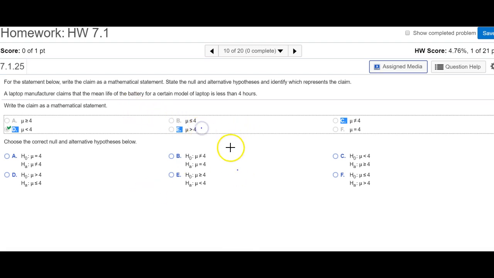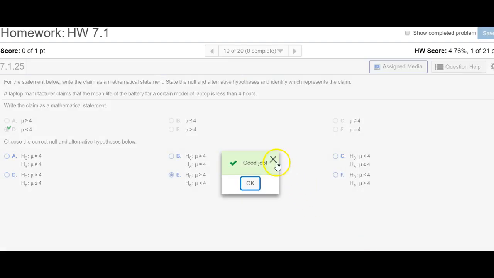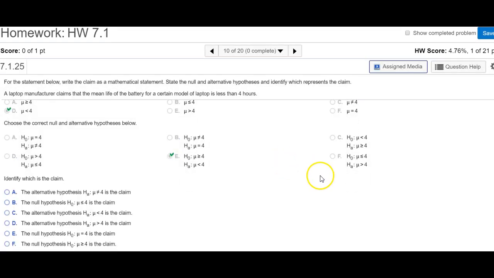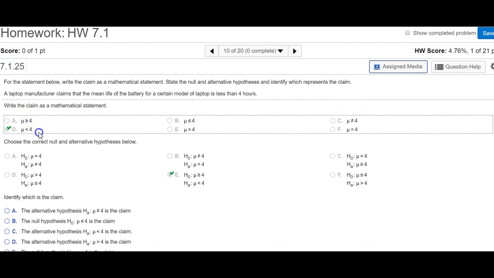My null hypothesis is mu greater than or equal to 4, and my alternative hypothesis is mu less than 4. So if I see that, I'm going to pick which one that is. Less than. Good job. And now they ask me to identify the claim. So this is what they claimed. They claimed mu is less than 4, and that is my alternative hypothesis.